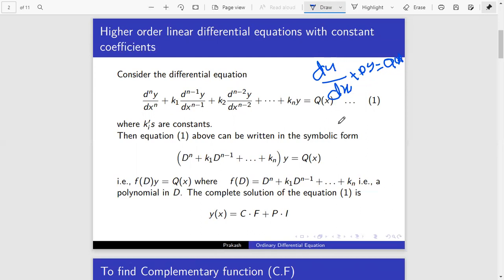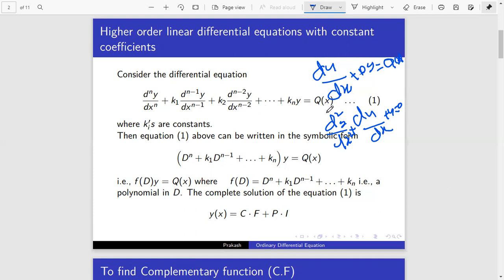So what is the second order differential equation? An equation involving dy by dx is called a first order equation. If the term with coefficient d square y by dx square appears, it is called a second order equation. So this is one of the second order equations. Similarly, we can write the nth order linear differential equation. Now we want to solve the nth order linear differential equation.